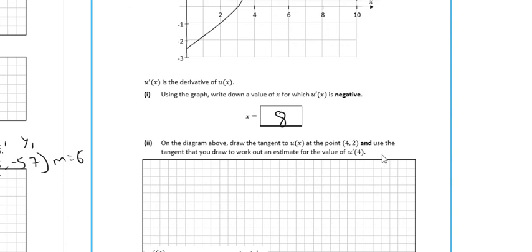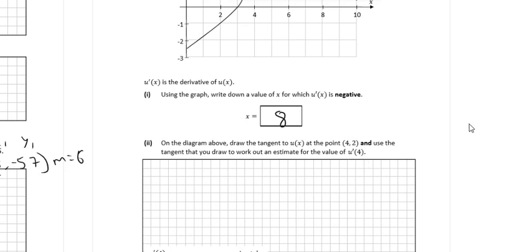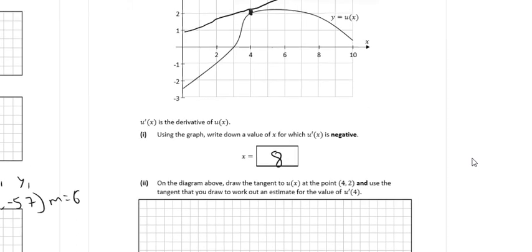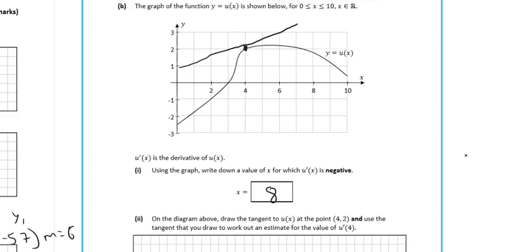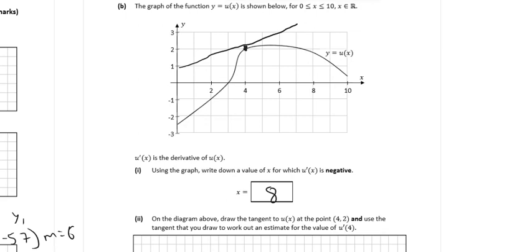So use the tangent that you draw to work out an estimate for the value of u dash 4. So you have to estimate the tangent there at point 4, 2. So really what we're trying to do is work out the slope of that line. An easy way you can work out the slope is, okay, we'll pick that point and that point there, and you can just calculate the rise and the run. Now this is my estimation here, and I haven't drawn it properly, obviously, so you should get something else if you do it properly.